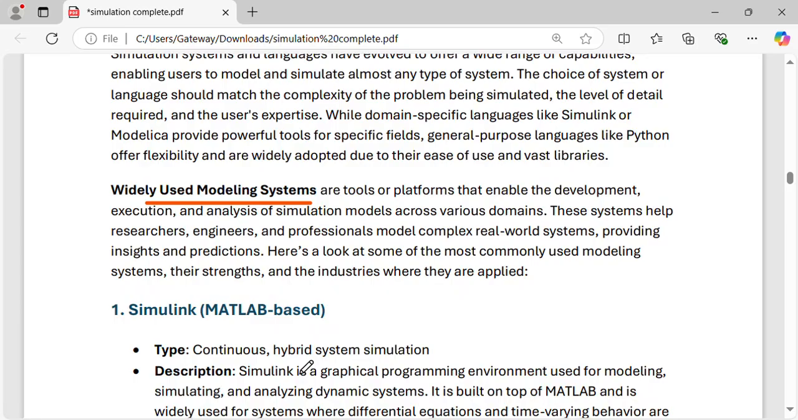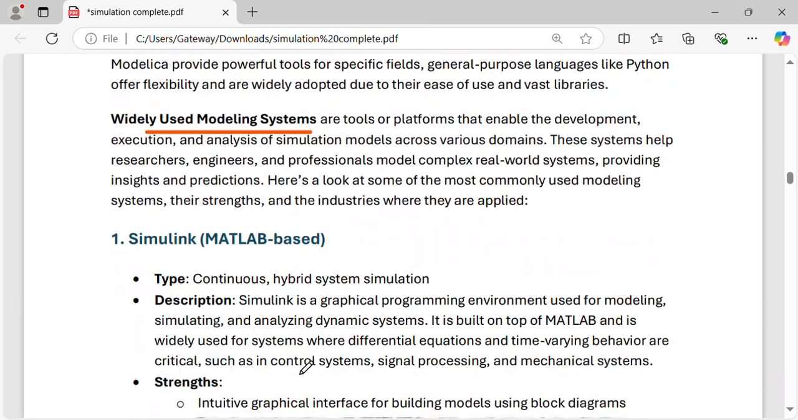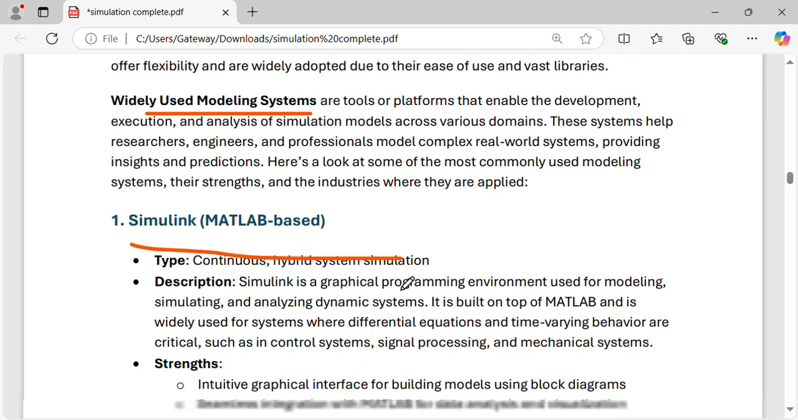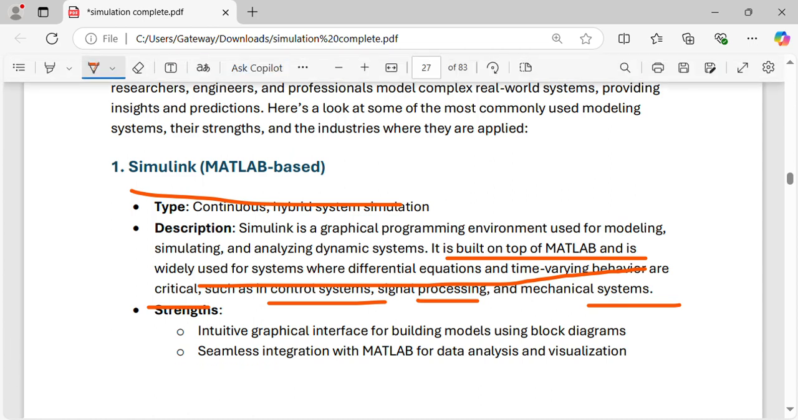Okay, so we are done with the languages. Now, widely used modeling systems. Again, we have Simulink, MATLAB-based. Simulink is built on top of MATLAB and is widely used where differential equations and dynamic behavior are critical, such as control systems, signal processing, and mechanical systems. These are all the same thing, but in a more descriptive way. We're just going to go over it because we get the idea.